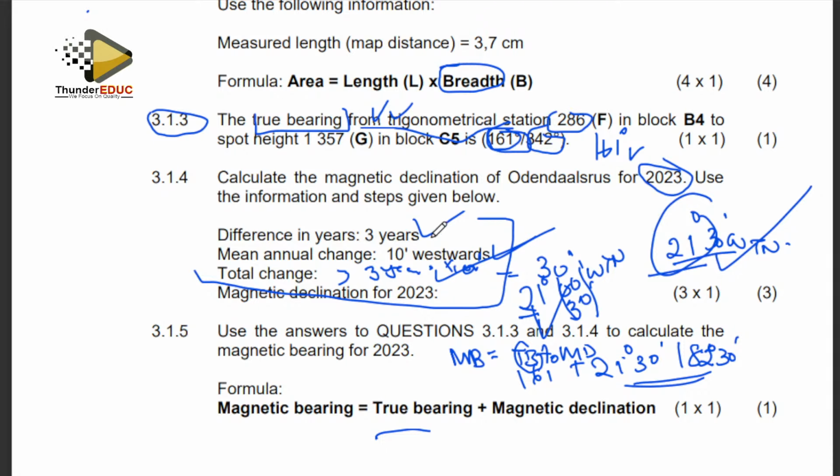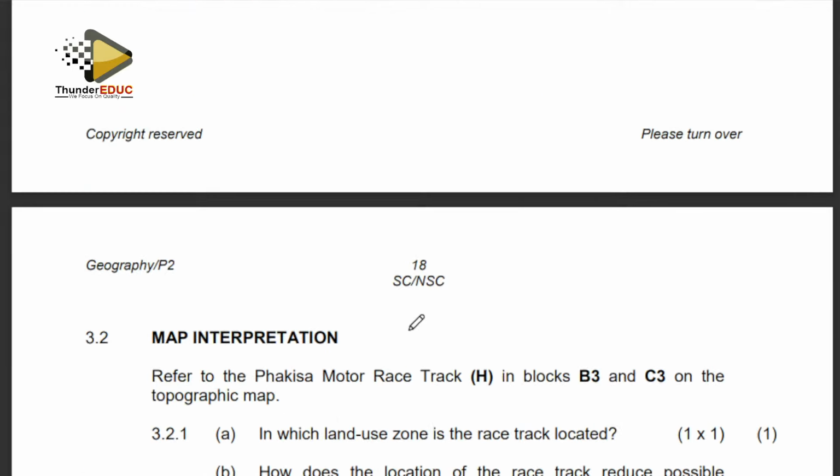So why I'm telling you this is because here they say west of true north. If we are moving west, we add. Please don't forget, if we move east, we subtract. Okay, I hope that is very clear. We move on to the next question.